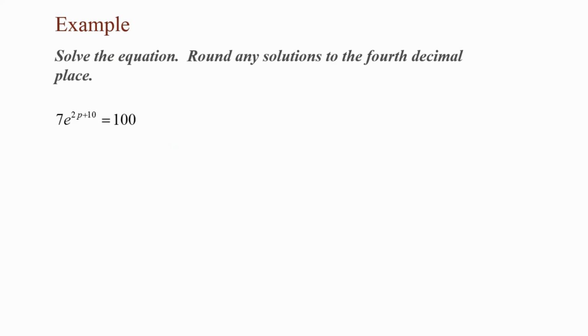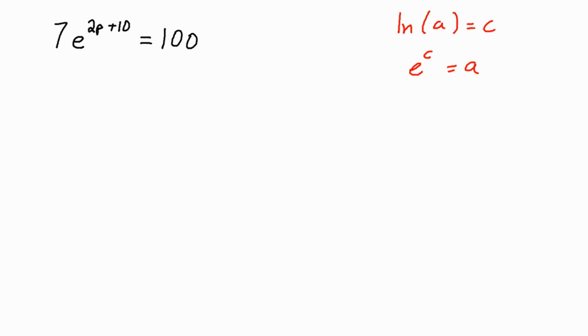In this example, we want to solve the equation, round any solutions to the 4th decimal place. 7 times e to the power of 2p plus 10 equals 100. For this problem, we need to rewrite it as a natural log. Our first step is to isolate my e to the c. I have it equal to a so that we can rewrite it as the natural log of a equals c.